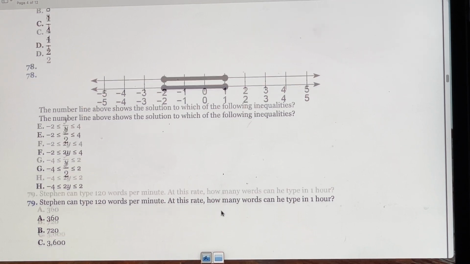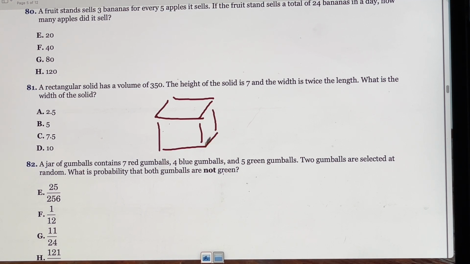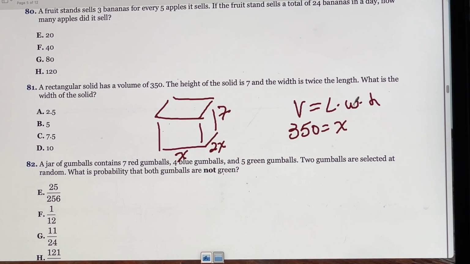81. Got it. 81. It's a rectangular solid, so something like this. And it says the height is 7, the width is twice the length. So we don't know the length, so let's call it x, but I know the width is 2x. So what is the width of the solid? Remember, volume equals length times width times height. We have the volume, which is 350. The length is x, the width is 2x, and the height is 7. Okay, so 350 equals x times 2x times 7.